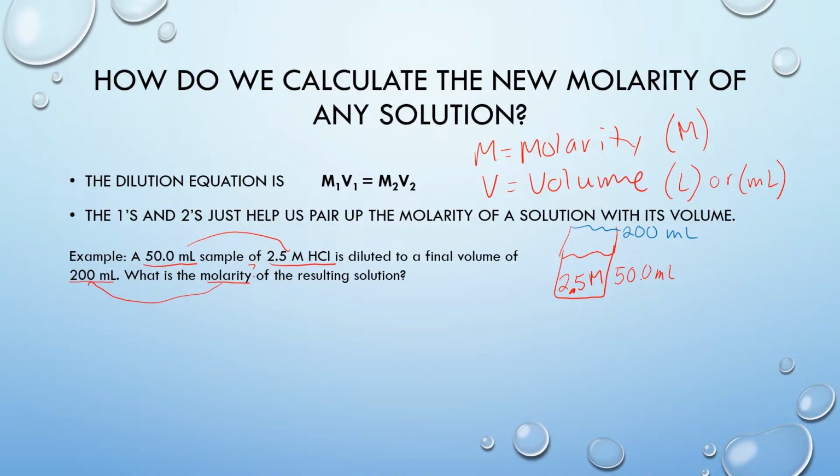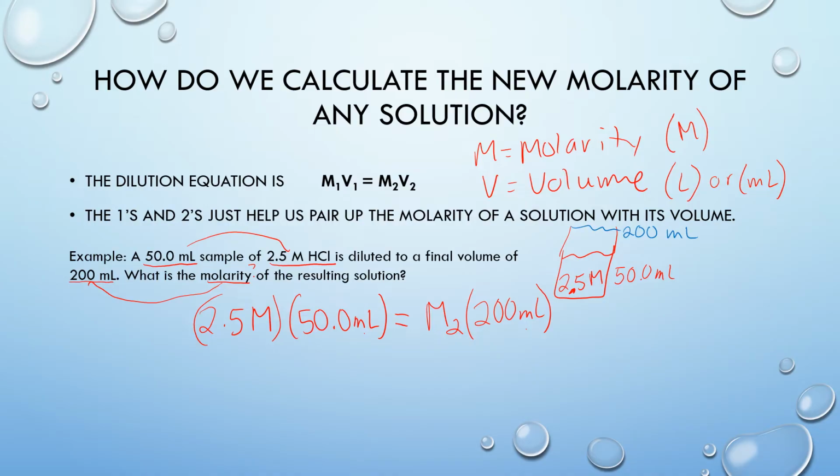All right, so we're going to plug this in. Now, it doesn't matter which ones go on the 1 side and which ones go on the 2 side. You'll end up with the same answer. So I'm just going to start on the left. M1V1, I've got a molarity, 2.5 molar, times a volume, 50 milliliters. That's going to be equal to molarity number 2, which we don't have, that new molarity, times its volume, 200 milliliters. Notice that both of the volumes are in milliliters. Those units are consistent, so we are fine with those.